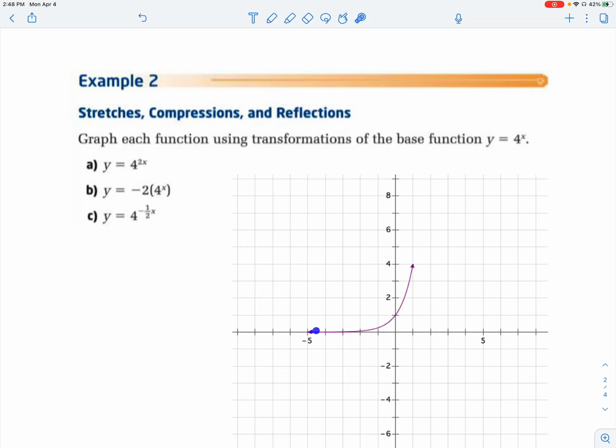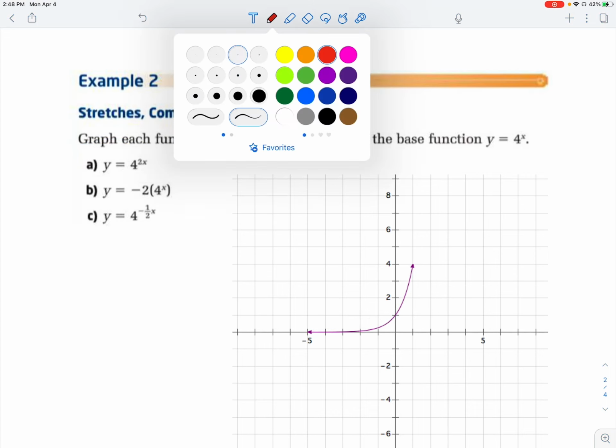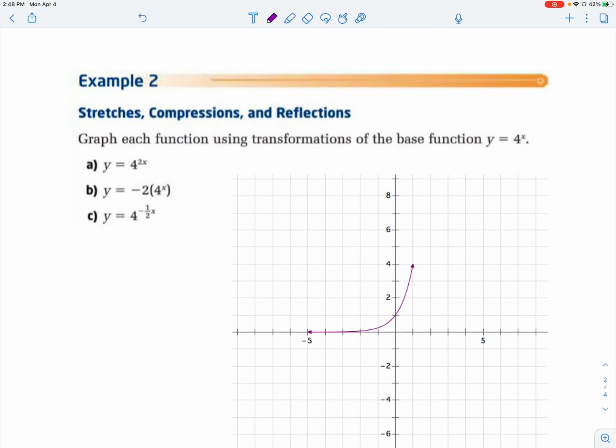So here's our base graph. We're going to mark some points off on it, and then we're going to use it to attain those here. Let's switch this over to purple. This graph is y equals 4 to the x. I do have some points. I know there's the point 1, 4. I know this graph keeps going up and through. We have 0, 1.